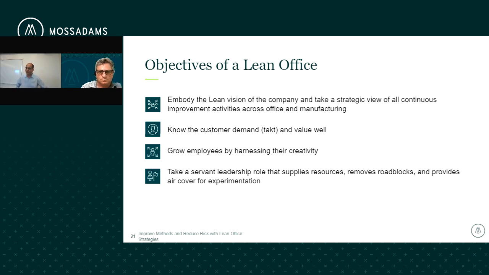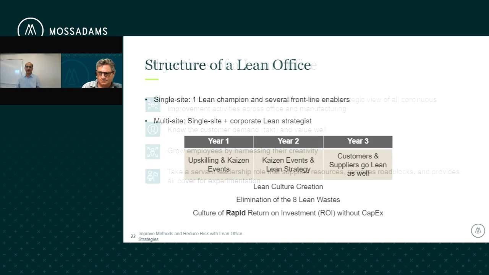Growing employees at one of the companies which has a lean office, literally all the promotions, all the jobs, all the applications are based on the participation of the employees in the lean office activities, that is Kaizen events, suggestions, and so forth. And this takes on the role of a servant leader, which provides the resources, removes the roadblocks, the interdepartment communication barriers, and provides air cover to people who are working on these fantastic ideas and implementing them.